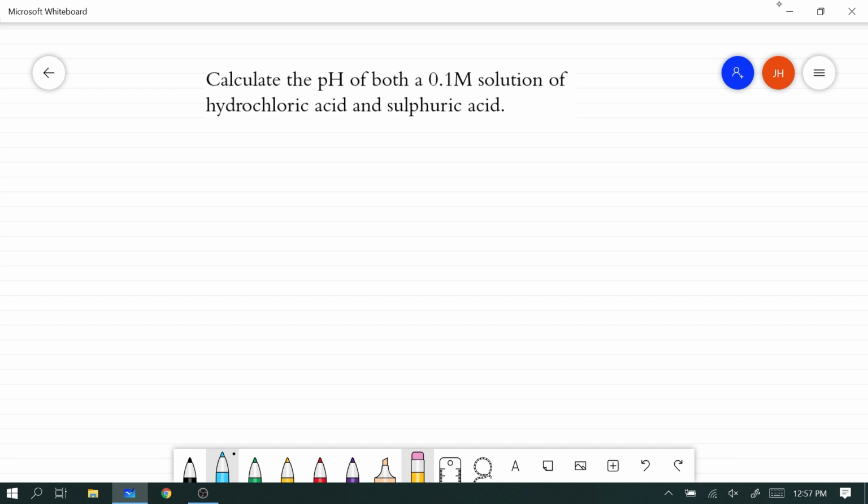Now the first thing that we need to do is identify our pH equation. So that's pH is equal to negative log 10 of the concentration of hydrogen ions. So we have been given a concentration here, but it's not exactly the concentration of the hydrogen ions, but rather the acid in solution. So when we do our calculations for both of these acids, we're going to have to ensure that we get that concentration right for the concentration of the hydrogen.